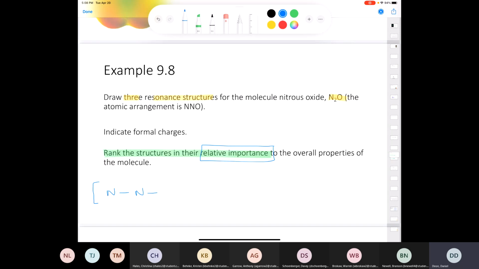So we need to have nitrogen, nitrogen, oxygen for the first one. I'll draw the resonance arrow. Then we have a second resonance structure. Then we have a third resonance structure. Well, how many total electrons do we have in dinitrogen oxide or nitrous oxide, which again is laughing gas? Well, we have 5 valence electrons for nitrogen. There's 2 of those, plus we have 6 from oxygen. So that gives us a total of 16 valence electrons.